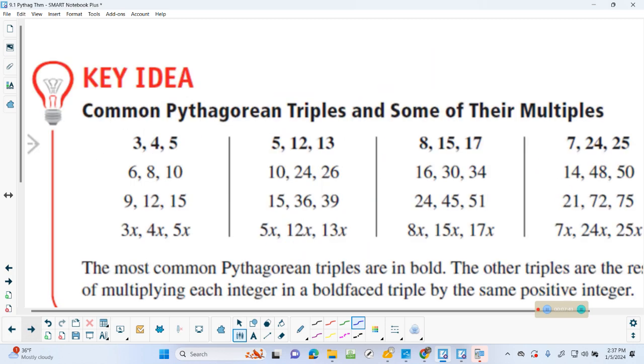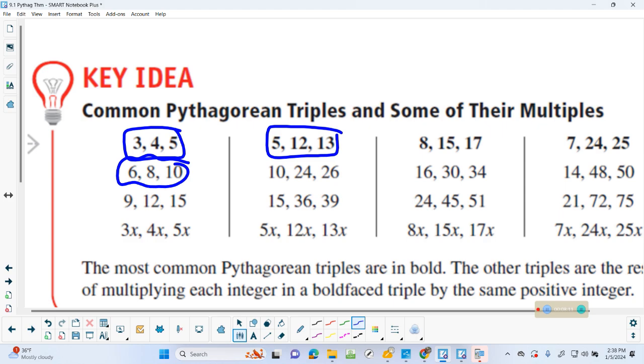So some of the common ones, of course, 3, 4, 5, I'm going to circle that guy. And notice, all they're doing to get all these other values is multiplying. They multiplied by 2. Then they did 3 times 3, 4 times 3, 5 times 3, so they multiplied each of them by 3. I don't get crazy and memorize everything underneath. I know 5, 12, 13 is pretty common. You might see that again. And I would say 6, 8, 10 is probably one of the more common ones too.